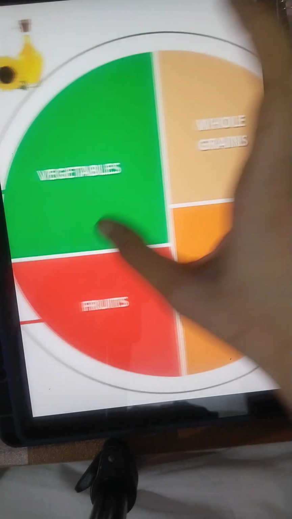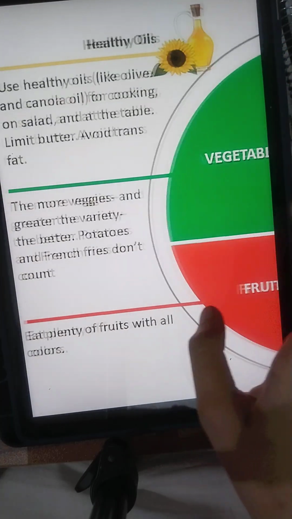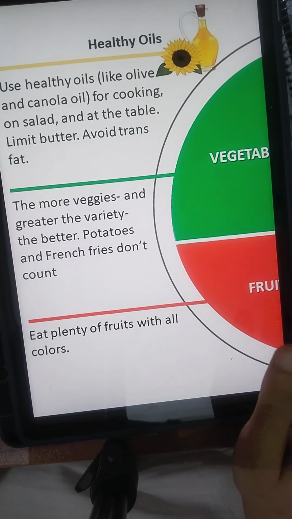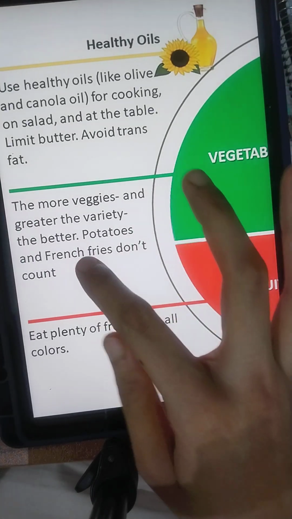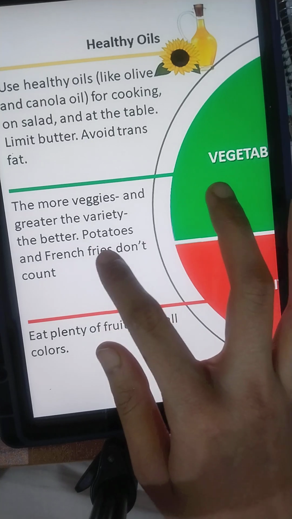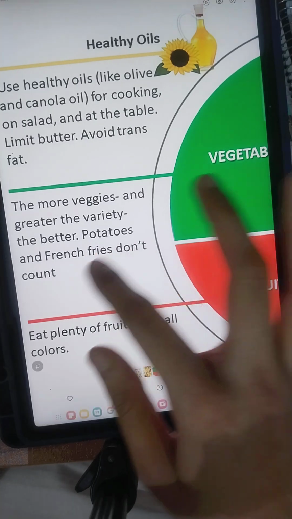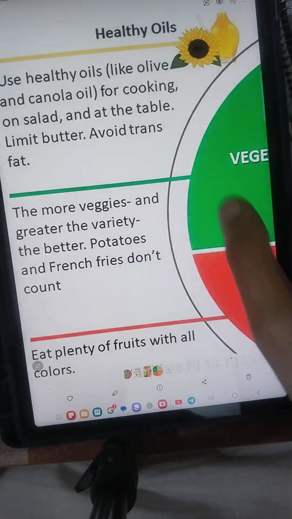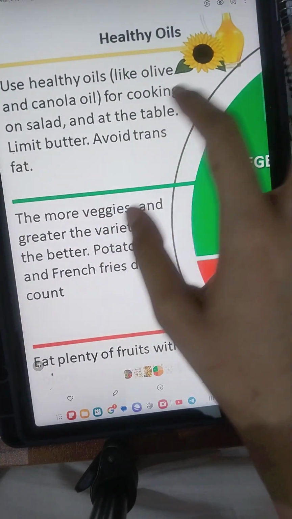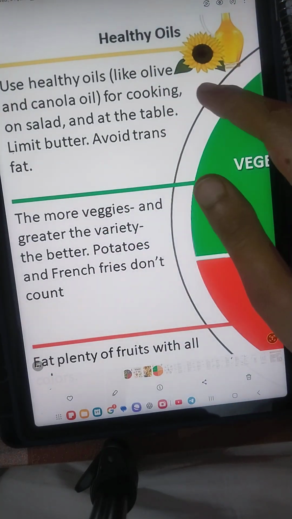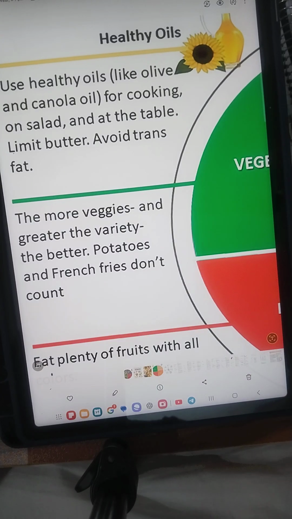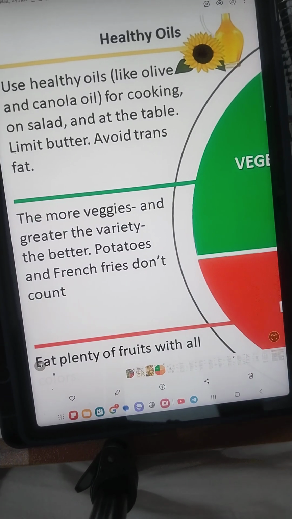Avoid sugary drinks. For fruits, we should advise her all the fruits, avoiding papaya, pineapple and some berries. Vegetables: more veggies, and the greater the variety, the better. Potatoes and French fries don't count. She should take healthy veggies only, and use healthy oils like olive oil and canola oil for cooking and on salad and the table. Limit butter. Avoid trans fat.